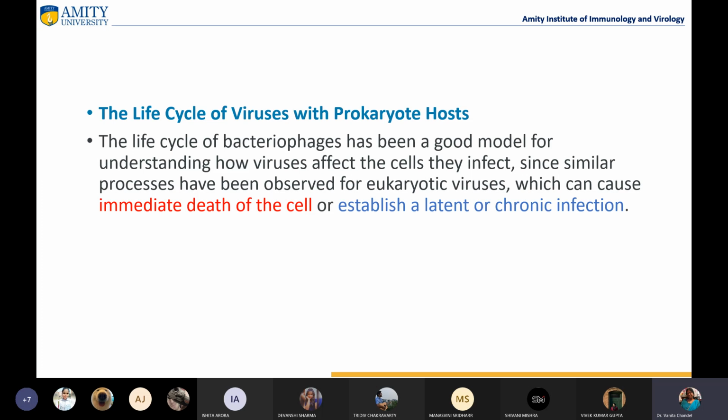So these 2 phases are very common. This is how they are divided into the lytic cycle and the lysogenic cycle, right? Based on their action, whether they are going to kill the cell or whether they are multiplying with the genome of the host and still there in the form of a chronic infection or a latent infection.